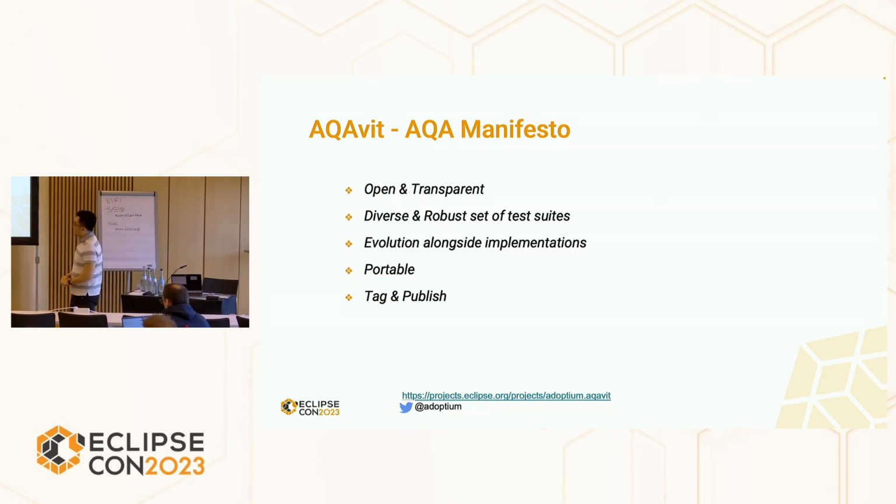As an open source project, the first point of our Aqua manifesto is that we want to be open and transparent, so people are aware of the standards of AQAvit. We also want to have diverse and robust sets of test suites. We also do evolution alongside implementations. For example, we are integrating container-based testing into our Java testing with AQAvit. Also, we want to make it portable with tag and publish.